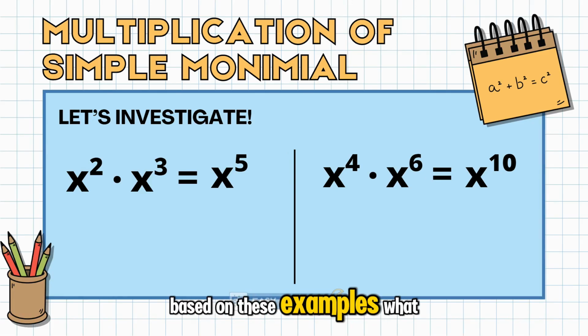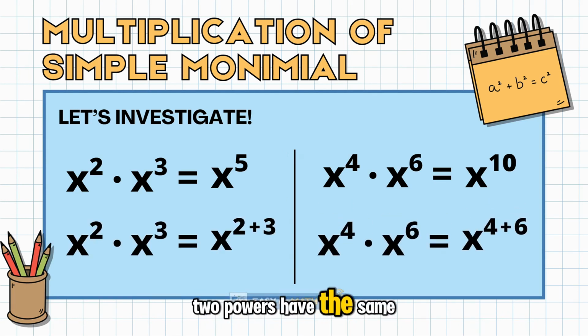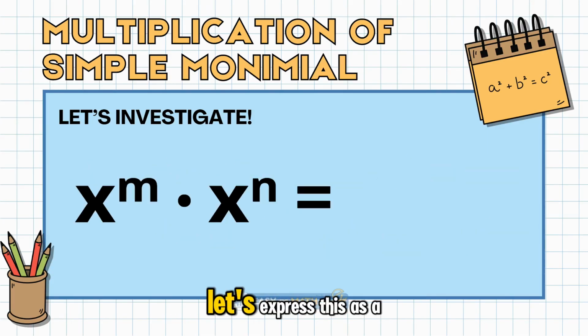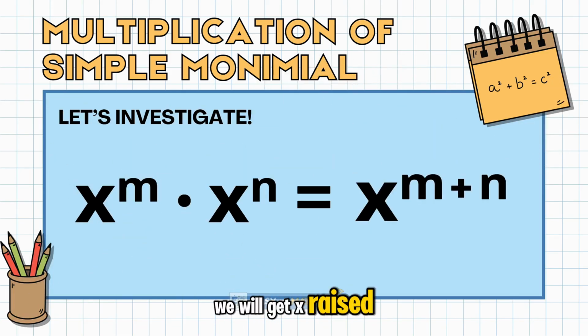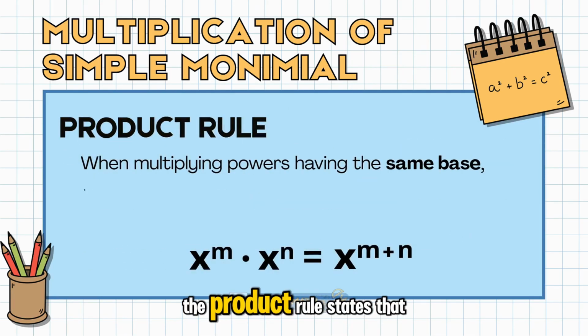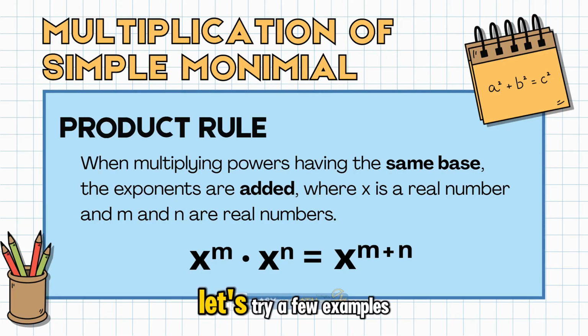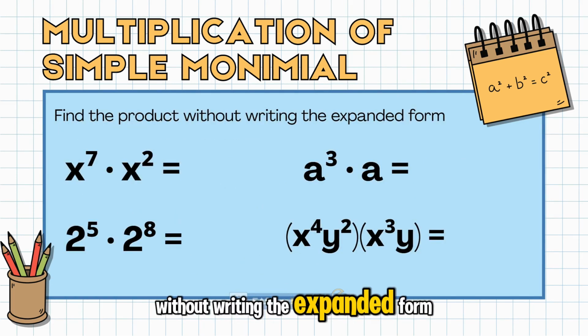Based on these examples, what do you think is the rule for finding the product of two powers with the same base? As you can see, when two powers have the same base, we simply add the exponents and keep the base unchanged. Let's express this as a formula. If x raised to m is multiplied by x raised to n, we will get x raised to m plus n. This rule is called the product rule. The product rule states that when we multiply powers with the same base, add the exponents and keep the base unchanged. Let's try a few examples without writing the expanded form.